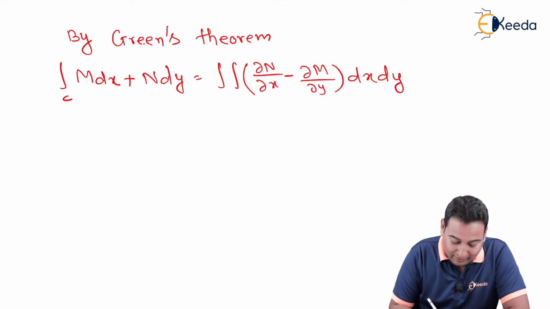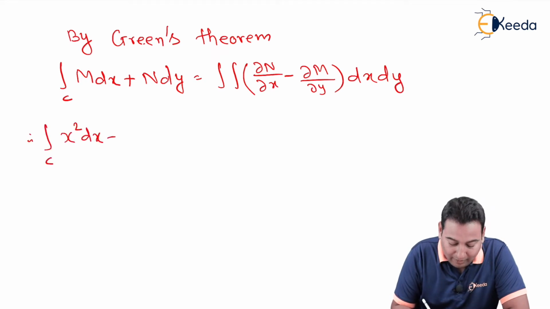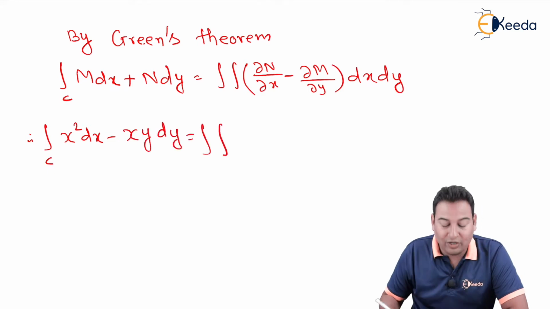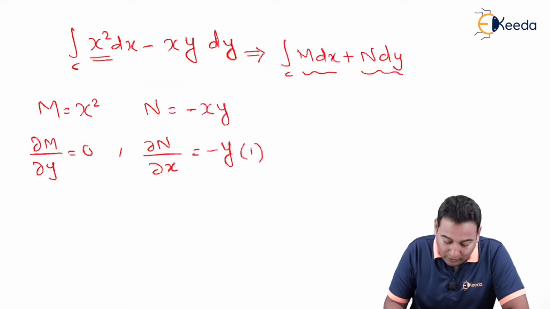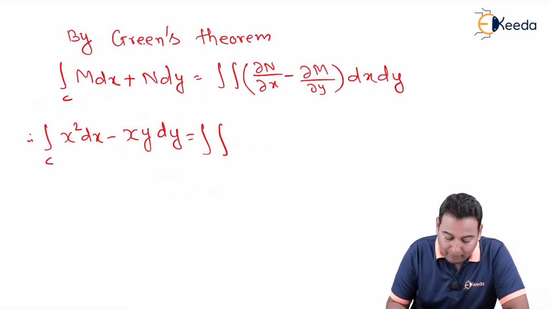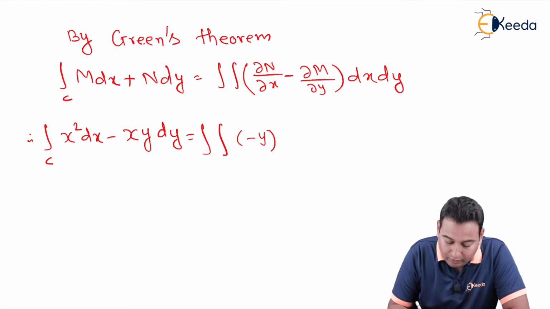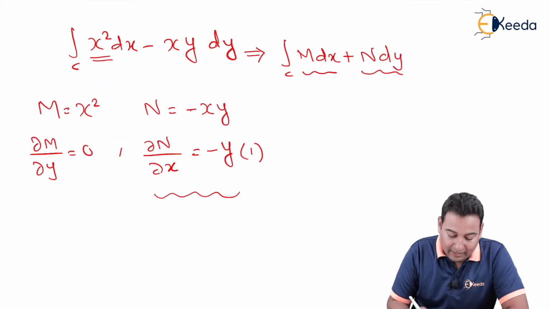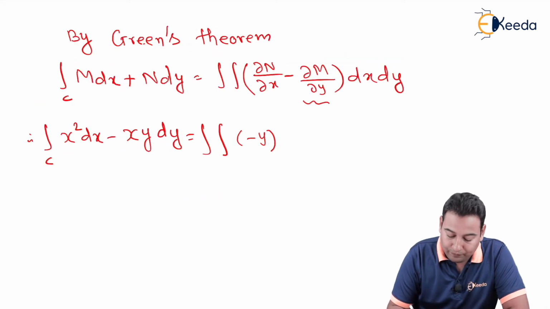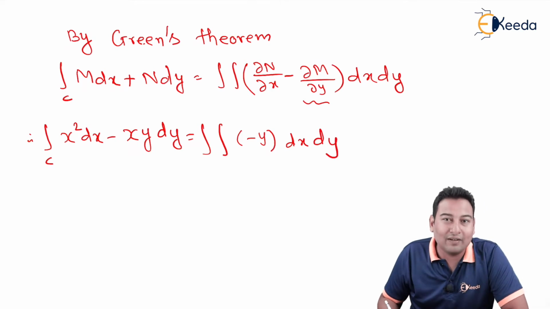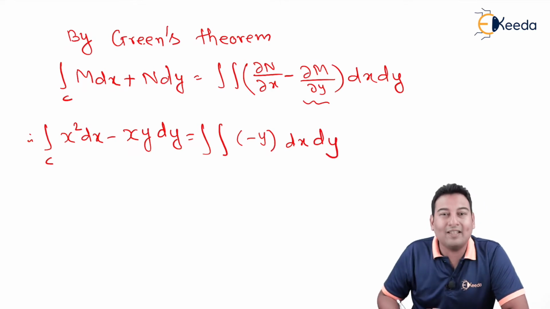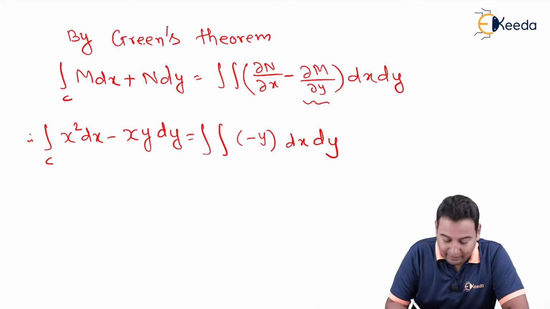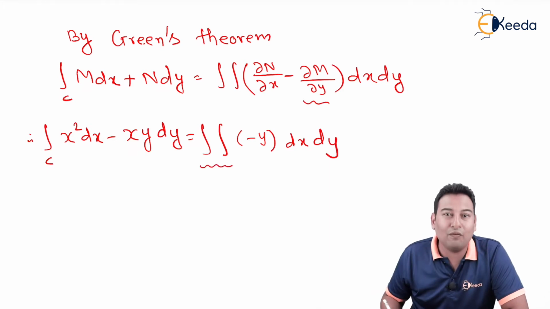Let's put it here. Therefore, our given problem, that is x square dx minus xy dy, by Green's theorem got converted into the double integral of dou N upon dou x, that is minus y, minus dou M upon dou y, this term is anyhow 0, dx dy. Almost done. We just need to integrate this. What is left? Obviously, limits of integration.